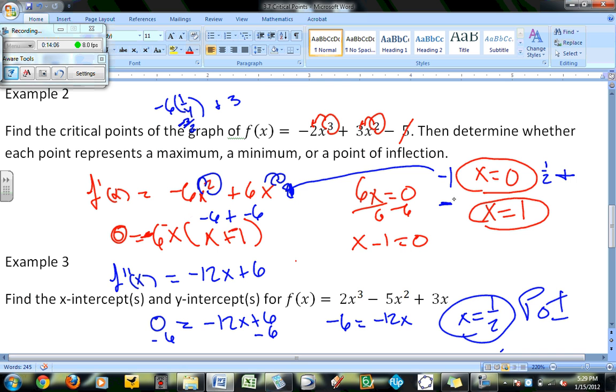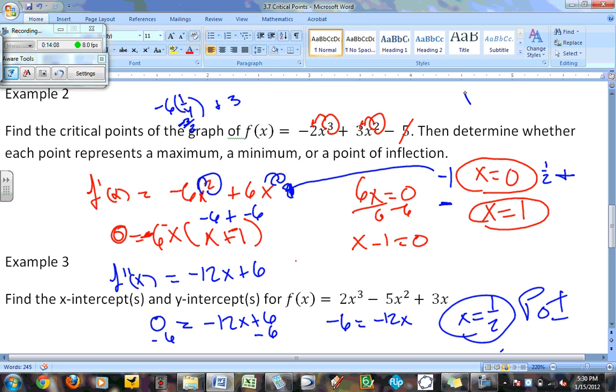So we know when we go from a negative, so if my slope is decreasing, to a positive, then we know we're going to have a minimum. So this guy is a minimum.